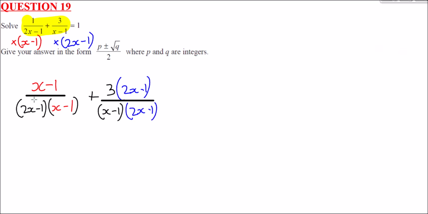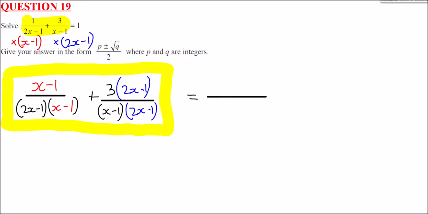Now, because these now have the same denominator, we can combine them into one single fraction. So if I write this all over 2x minus 1, x minus 1, it's going to become this. The top: x here, 3 times 2x is 6x's, so x plus 6x's gives me 7x's. 3 times minus 1 is minus 3, minus another 1 is minus 4. And of course, this equals 1.